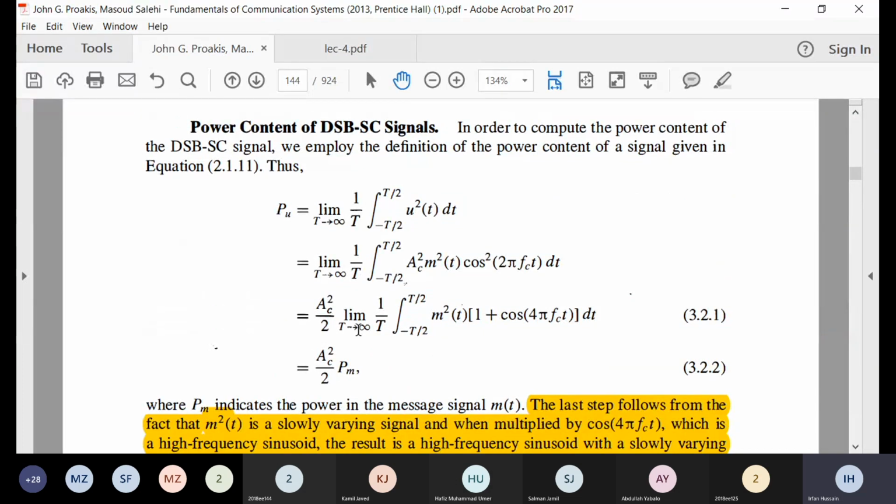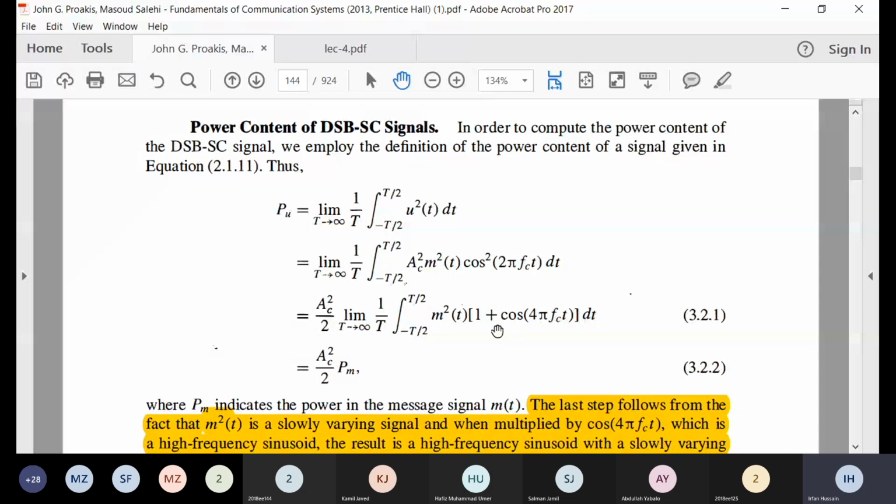Now, how can you find the power of your double sideband suppressed carrier signal? So again, the formula is the same. You take the modulated signal, use the power formula, and you will get the power. So what is my modulated signal? This is this thing for double sideband suppressed carrier. And I can open this up.